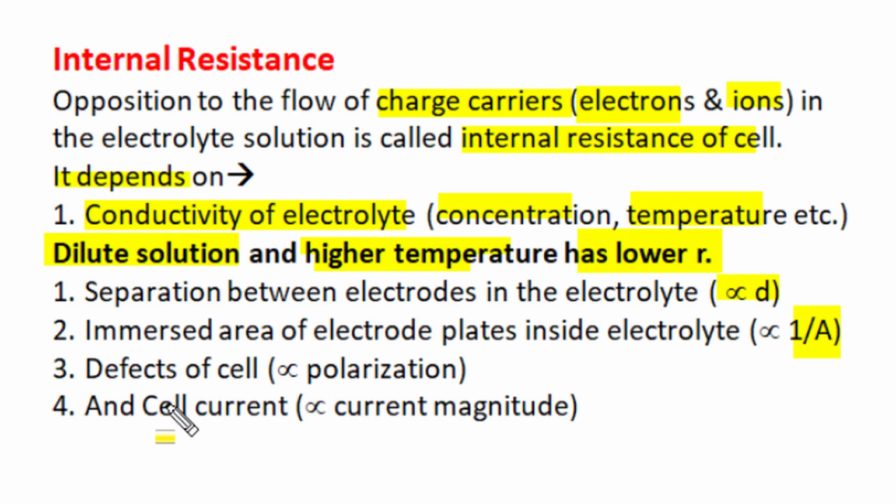Internal resistance also depends upon defects of the cell such as polarization. Polarization hinders the free movement of ions and increases internal resistance, so we use a depolarizing agent to reduce the polarization effect. Internal resistance also depends upon the current magnitude supplied by the cell, as this increases the amount of polarization.